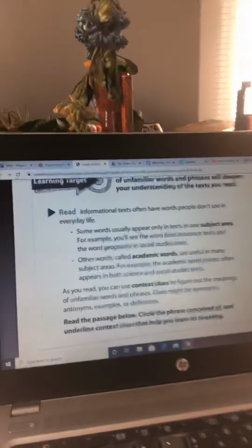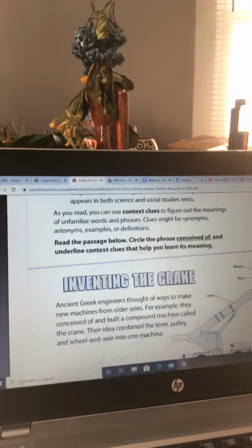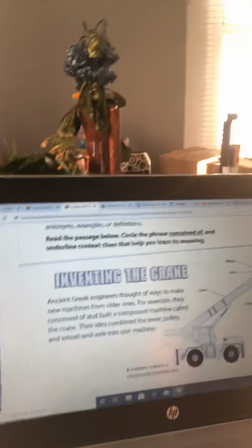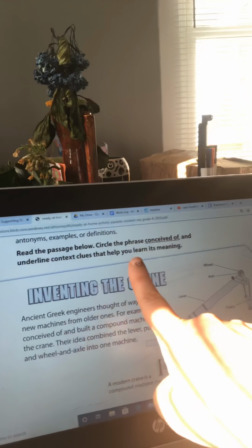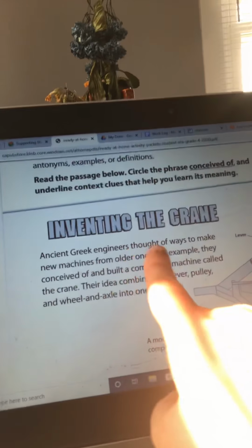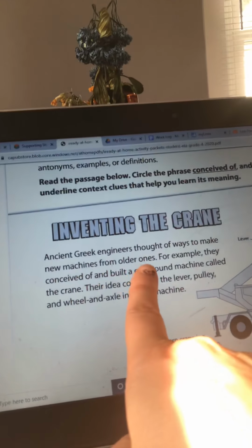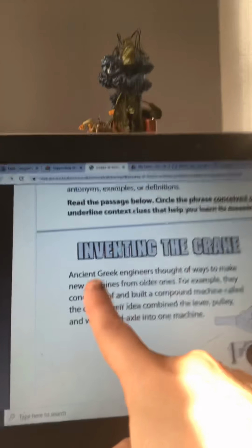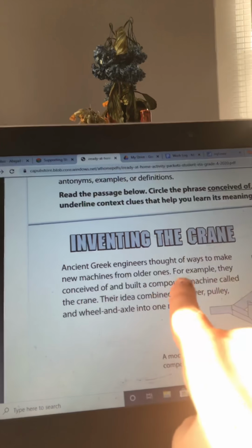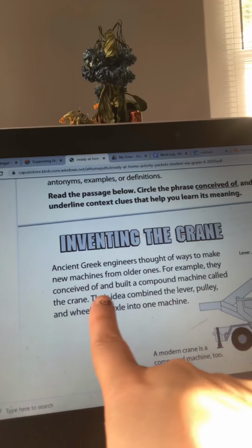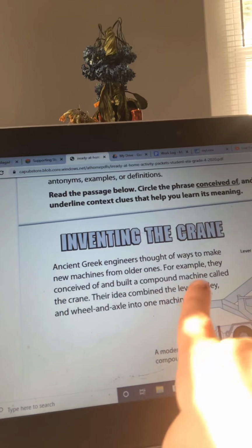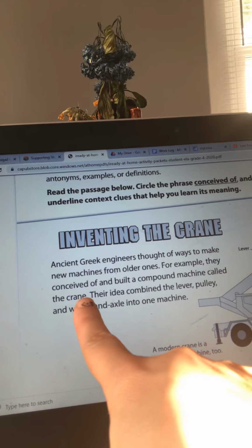Let's keep going. Read the passage below. Circle the phrase conceived of. And underline context clues to help you learn its meaning. Inventing the crane. That's a crane? Somebody had to invent it, right? Let's learn about it. Ancient Greek engineers thought of ways to make new machines from older ones. Ancient Greek. That was a while ago. For example, they conceived of and built a compound machine called the crane.